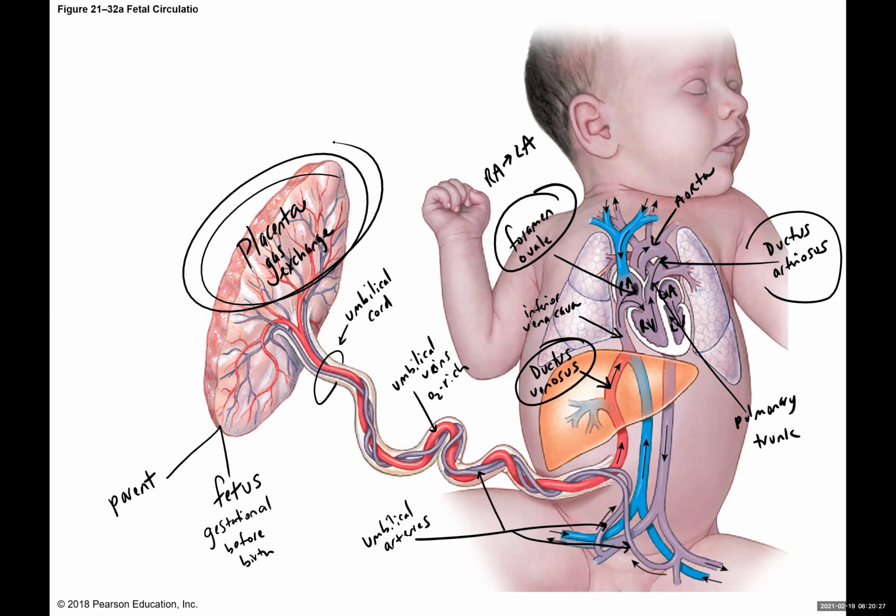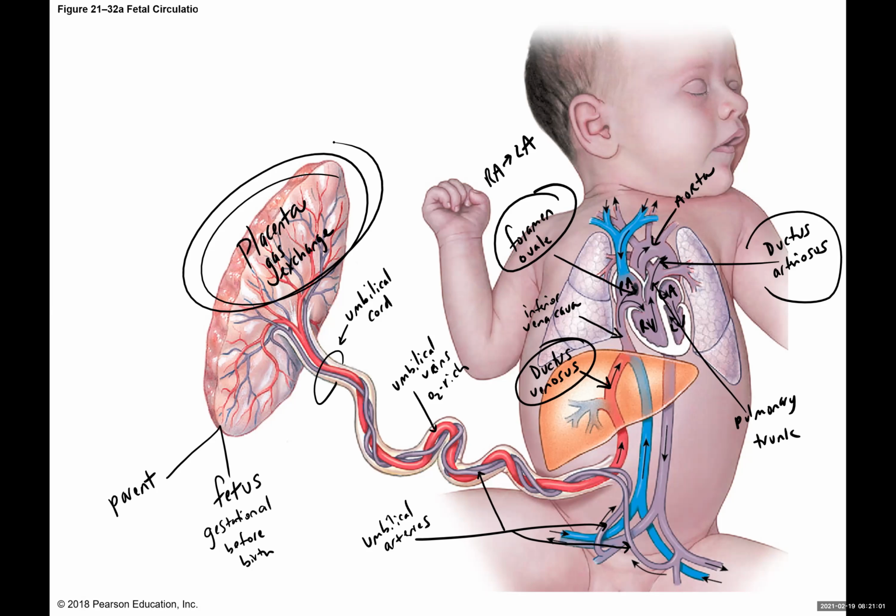Now, at birth, when the infant takes a breath, the lungs expand, and this causes pulmonary vessels to expand. Blood then rushes into the pulmonary circuit, and this increases the oxygen levels in the infant's bloodstream. This increase in oxygen levels causes a constriction of the ductus arteriosus, and so we no longer have blood able to flow directly from the pulmonary trunk into the aorta.